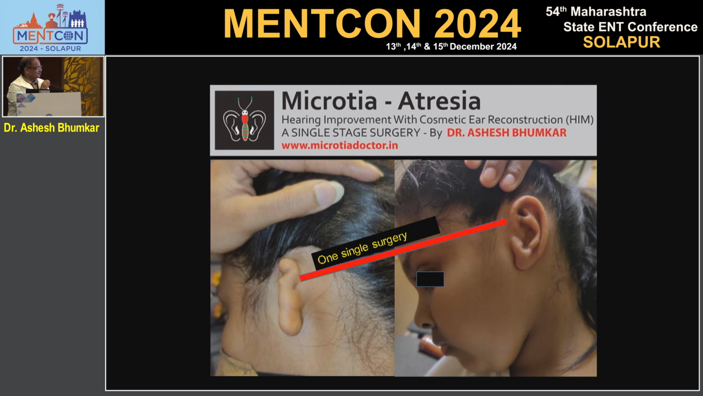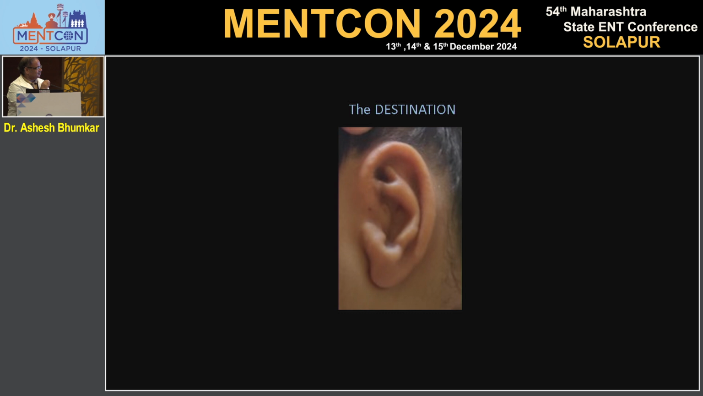So we'll not get into this, but the goal is now to make that deformity into a beautiful looking ear in one single stage. All the subunits are created in one single stage. Only the post-auricular groove is created in the second stage. So this is the destination and the path we will talk about.